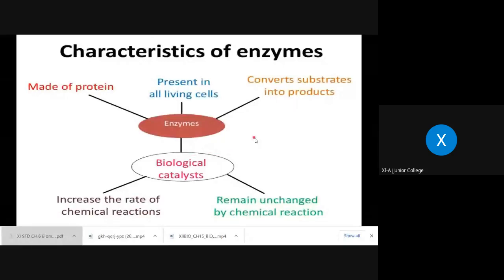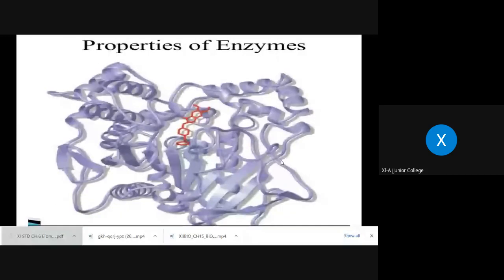And then they remain unchanged by the chemical reaction. They are not directly taking part or involved in the reaction. They are just responsible for speeding up the reaction. So they remain unchanged at the end of the reaction and can be used again and again. We'll discuss these properties one by one.